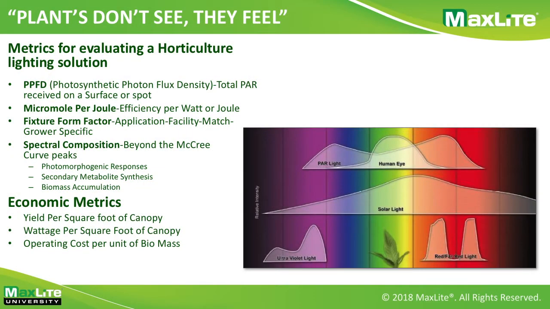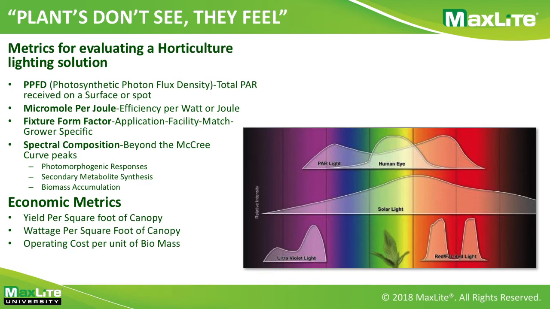Now, beyond that, when we look at this next slide, we're going to talk about metrics for evaluating a horticultural lighting solution. As I said, your PPFD, your micromoles per joule. Fixture form factor is also an important metric to look at. Sometimes the environment you're placing fixtures into has certain requirements. If it's a vertical farm, the fixture profile may need to be very minimal, very slim, able to fit in very tight spaces. Or in a greenhouse application, you need to make sure the fixture is not oversized, which can result in a shading effect where you're canceling out the light you're trying to provide because the fixture is too large. So fixture form factor can be a very important thing to look at.